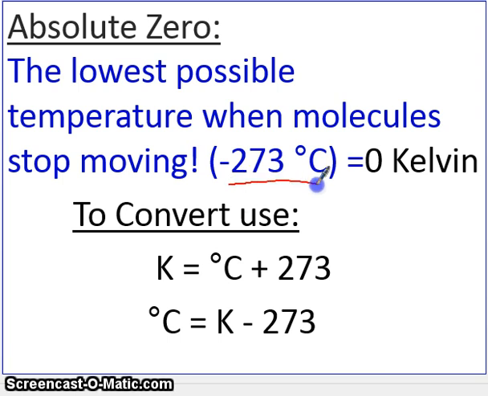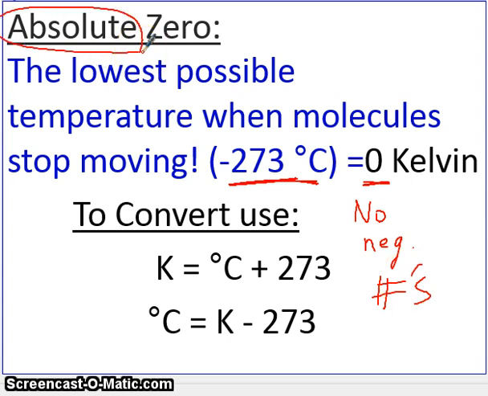It occurs at negative 273 degrees Celsius. So this is how much colder absolute zero is from the freezing point of water. And this is equal to 0 Kelvin. The Kelvin scale was set up so the coldest temperature is 0, and everything warmer would be above. So the Kelvin scale has no negative numbers. That's partly why it's called absolute zero. It's the only absolute scale. There are no negative numbers.